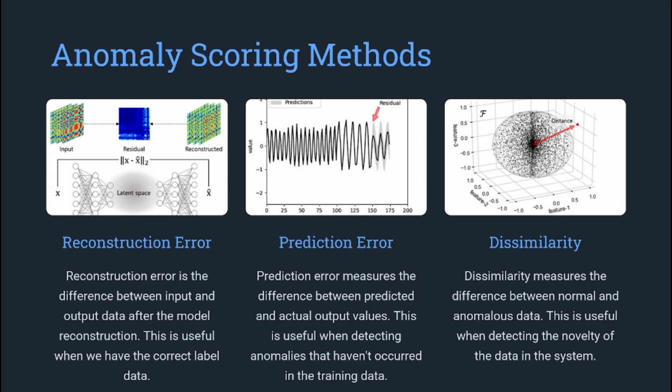You can use dissimilarity. Dissimilarity measures the difference between normal and anomalous data. This is useful in detecting the novelty of the data in the system.